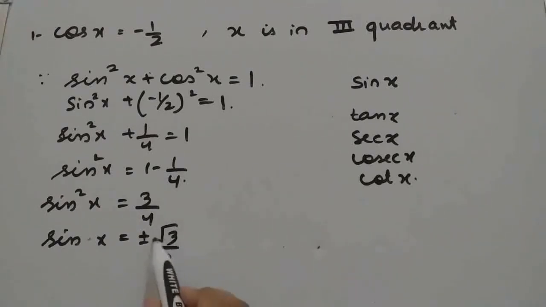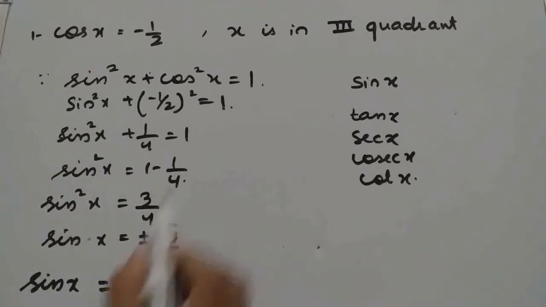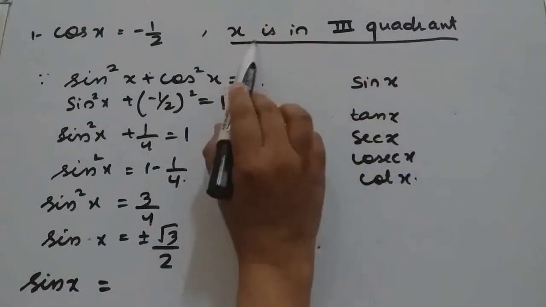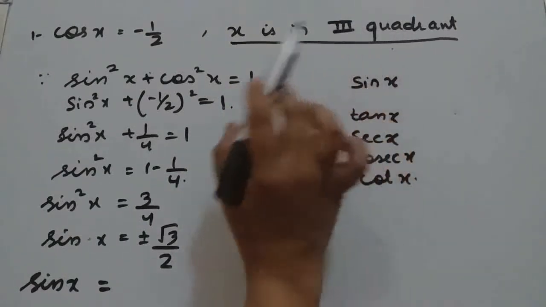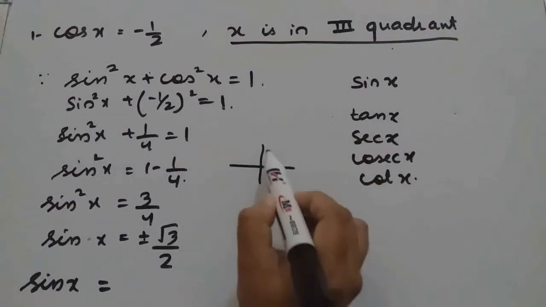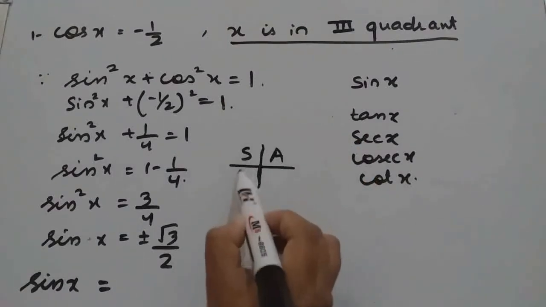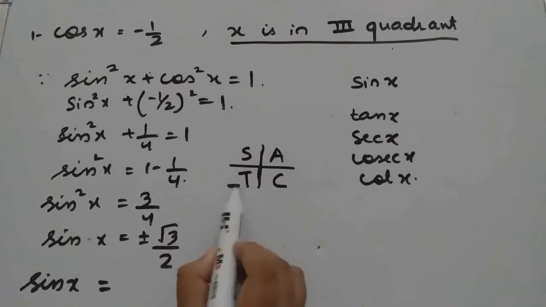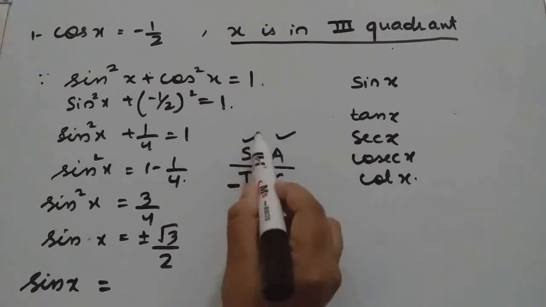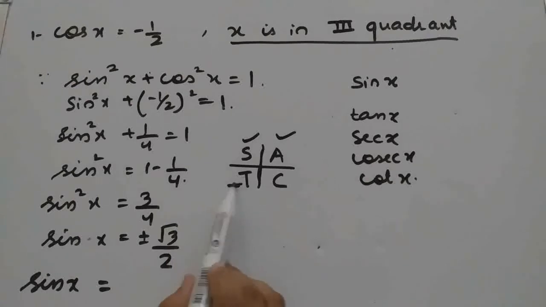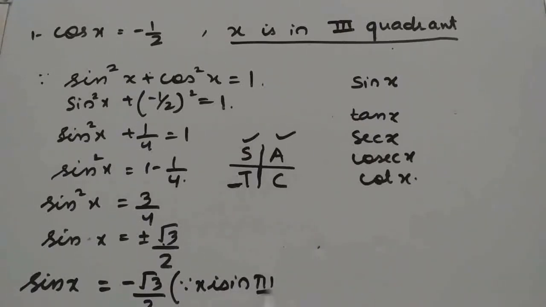Now here we got two values of sin, plus root 3 by 2 and minus root 3 by 2. So only one value is correct, and we have to check the condition on x. X is in the third quadrant, isn't it? For the third quadrant we should recall this one, add sugar to coffee. In the third quadrant sin is negative, because only in these two quadrants sin is positive, isn't it? So it will take the negative sign. So sin x is minus root 3 by 2. The reason is x is in the third quadrant.